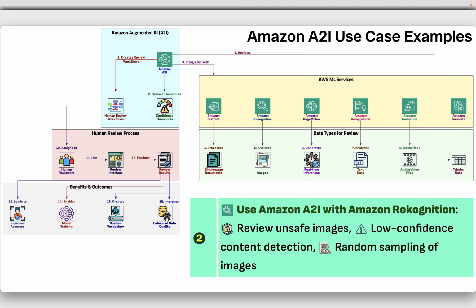Second, use Amazon A2I with Amazon Rekognition. So you can have humans review unsafe images for explicit, adult, or violent content if Amazon Rekognition returns a low confidence score, or have Amazon Rekognition randomly sample and send images from your dataset to humans for review.